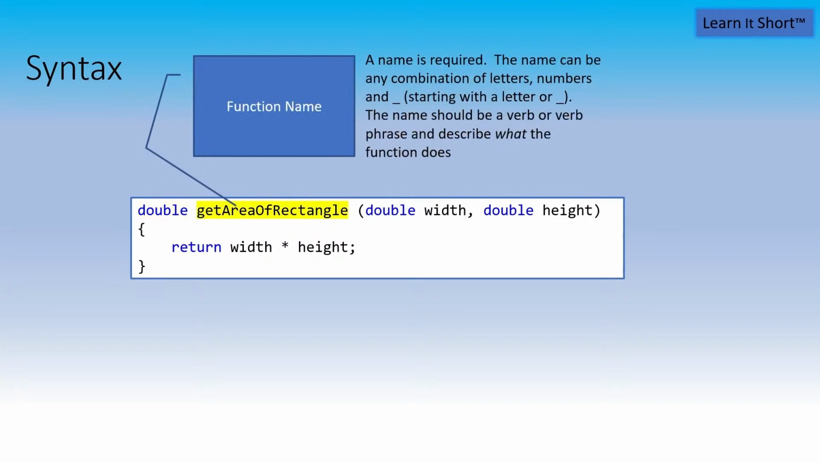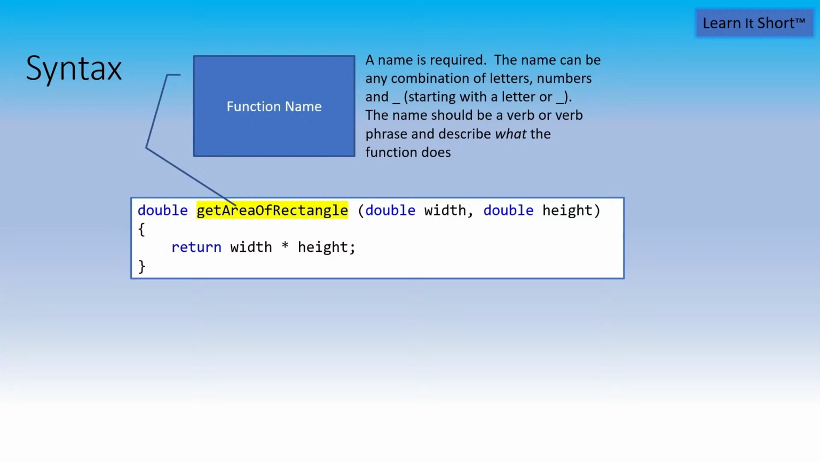Next in the function's declaration is the name of the function. The name is also required. The function's name can be any combination of letters, numbers, and underscores. Starting with a letter or underscore, though, you can't start with a number in the name of the function. And the name should be a verb or verb phrase, and it should describe what the function does and not how it does it. So we would name this function get area of rectangle, or compute area of rectangle, or compute area, etc. Those are all good names.